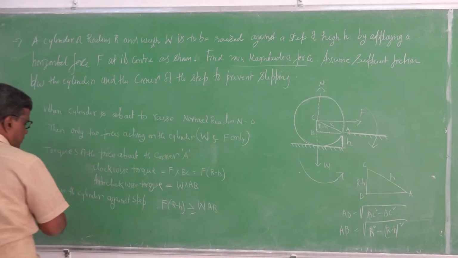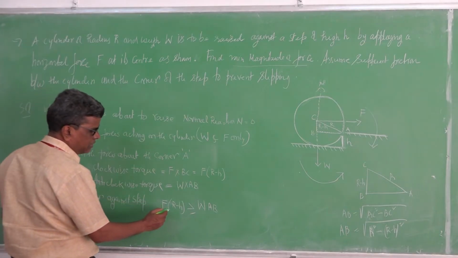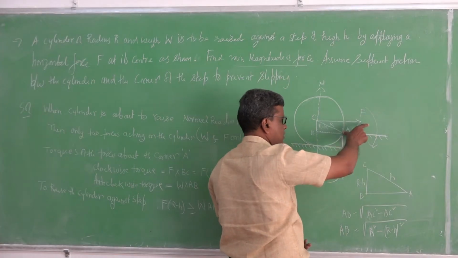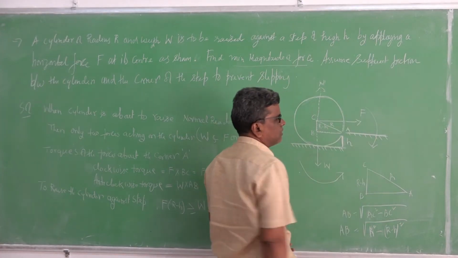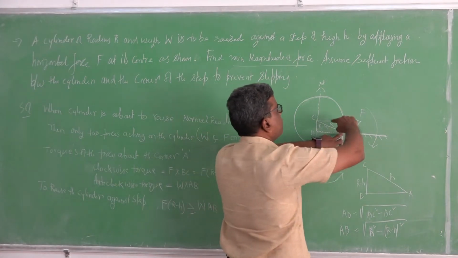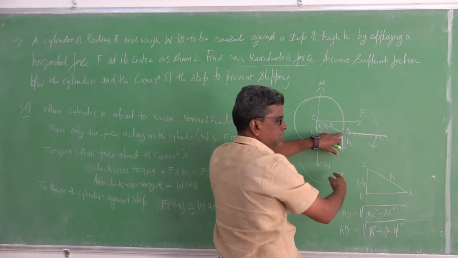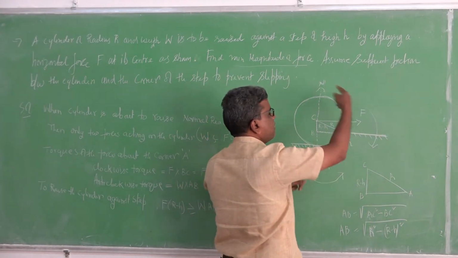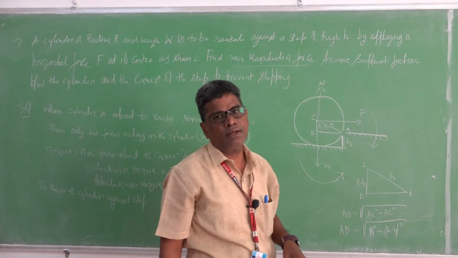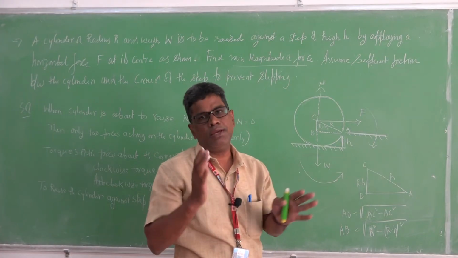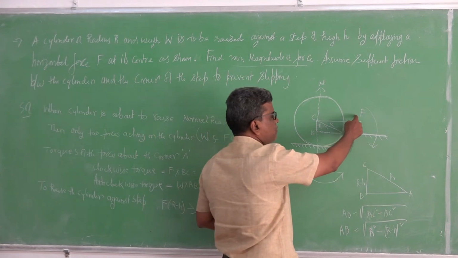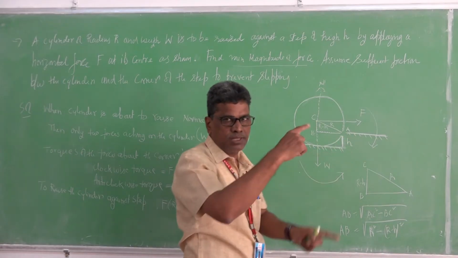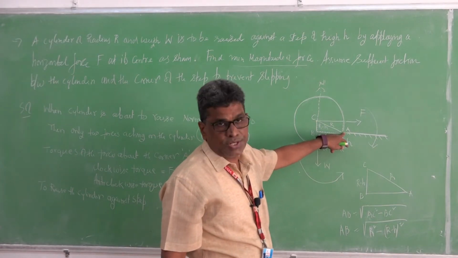So for the cylinder to rise against the step, this torque F into (R minus H) balances with this torque. This torque produces a clockwise moment on the cylinder, and this torque will produce an anticlockwise moment. Under equilibrium, these two torques will be equal. If this torque's magnitude is more, then the cylinder will rise. It will not slip because there is sufficient friction.